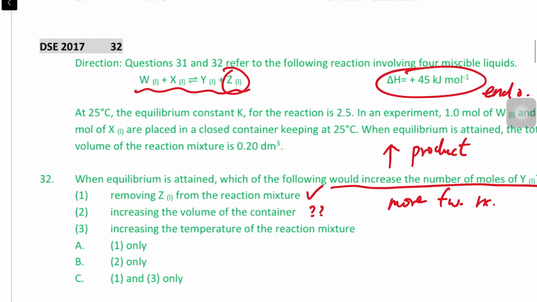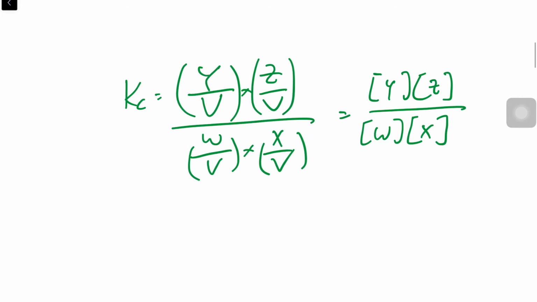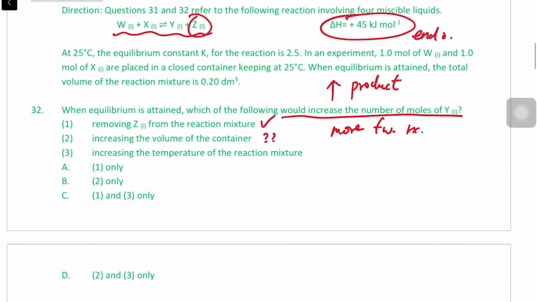But if you are not happy, let's study the mathematical interpretation. Kc should be interpreted like this. Okay, mole over volume. Because you can see the volume actually can be cancelled out. Okay, so no matter how you change the volume, it won't change the equilibrium position. Okay, so increase the volume, no.